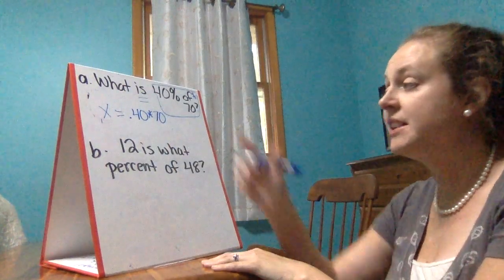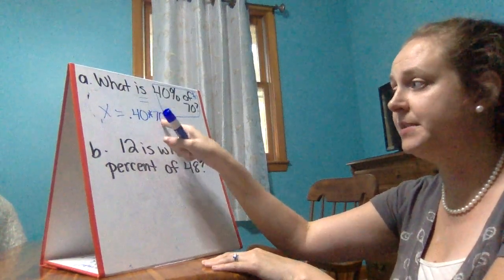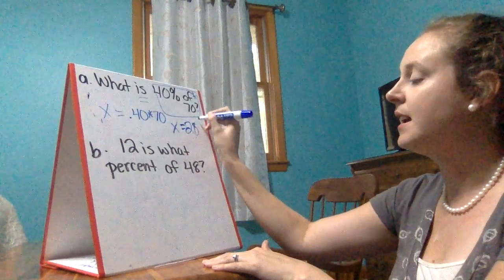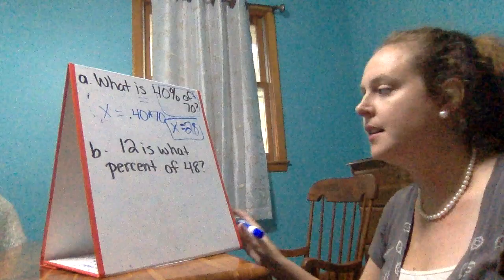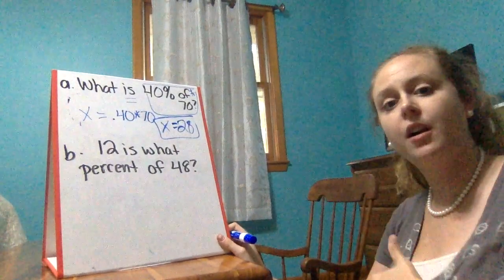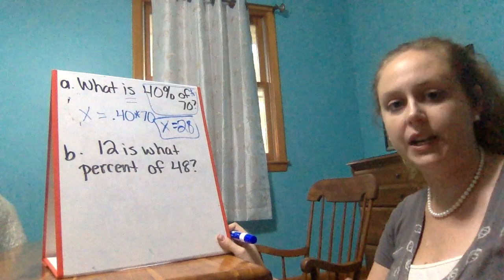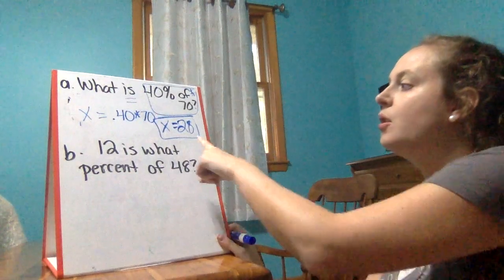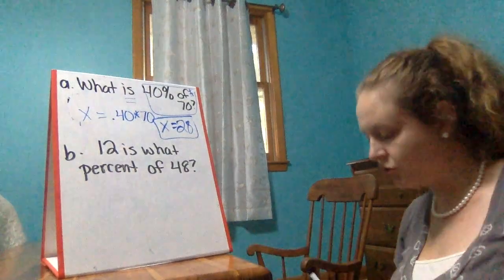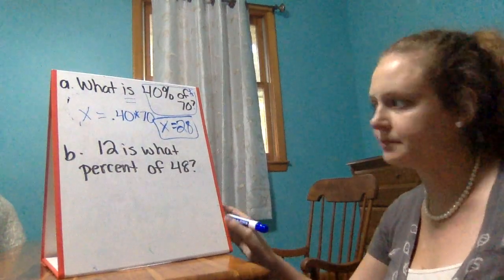That scares people. So I'm just going to type in 0.40 times 70. I type that in my calculator, and I get 28 again. So the answer works. So you've got two methods. You've got your is over of equals percent over 100, a ratio, or we can do our number sentence here.